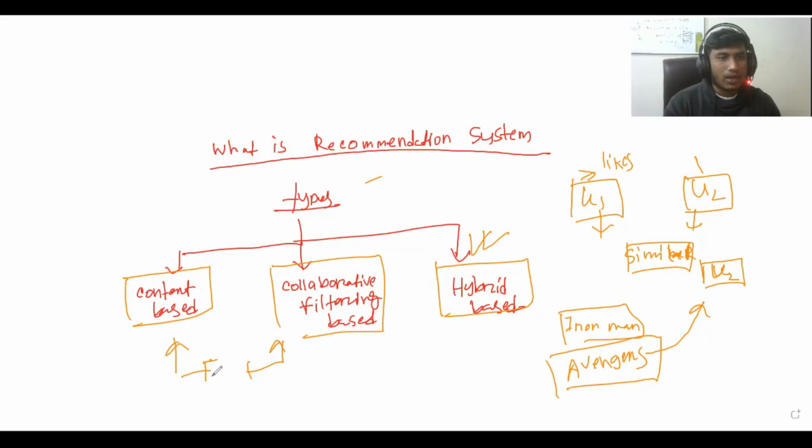Nowadays YouTube and Netflix are using this kind of hybrid based recommender system, because it is too powerful. It tries to figure out the user behavior and user activities, and it also tries to figure out the content similarity. All this stuff. I think they are using that.